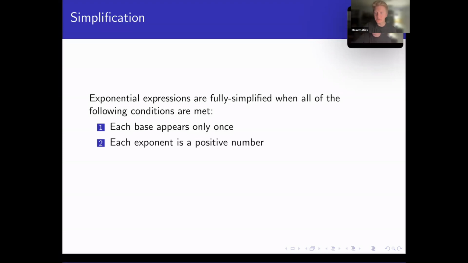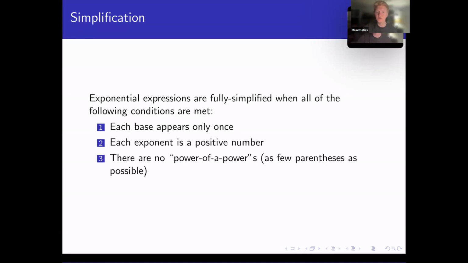Each exponent is a positive number. Typically, we don't like having negative exponents, so if we can avoid doing that just by flipping negative exponents between the numerator and denominator, that would be fantastic. And also, no power of a powers, or in other words, just as few parentheses as possible.